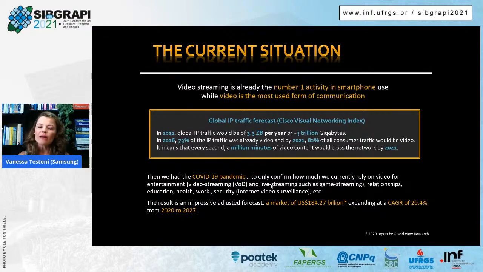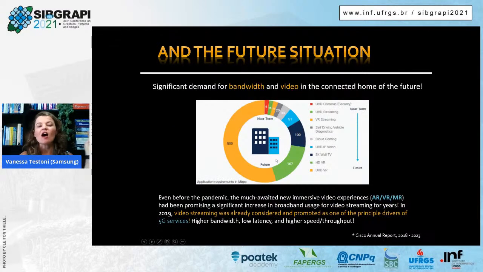And so now we have this super impressive adjusted forecast, a multi-billion dollar market that is expected to grow at a rate of more than 20% up to 2027. So this is highly impressive. I feel that those numbers are huge. But when I look at these other numbers, I feel they are even more impressive.